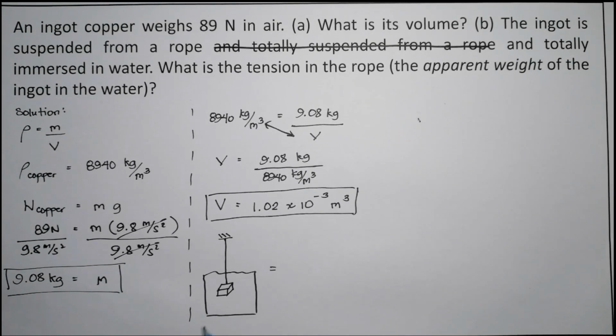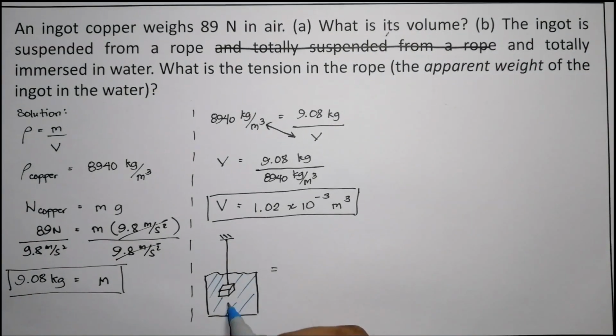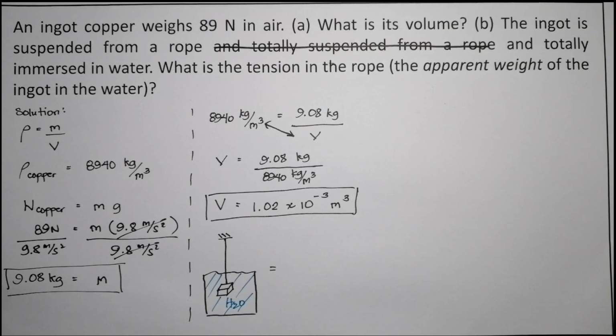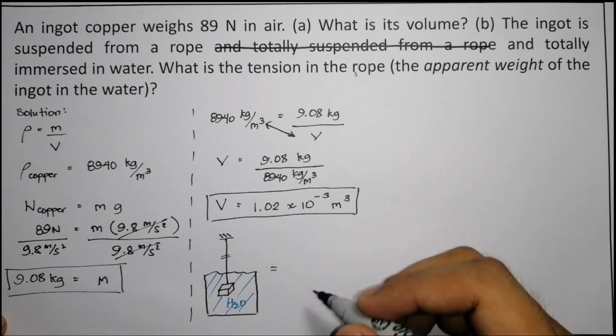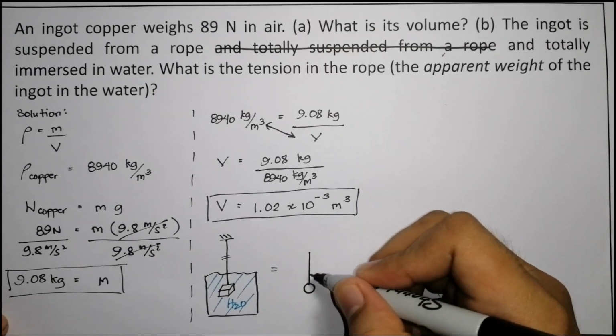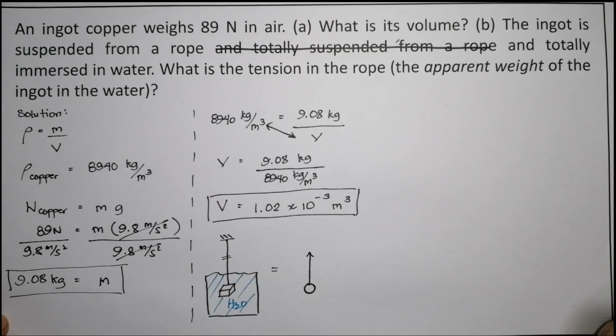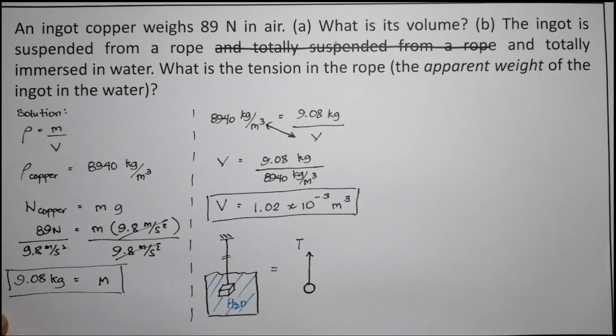So this ingot copper is actually submerged in water. Now, if this ingot copper is submerged in water, there are forces acting on it right now. First, let's break this one down. If this is our ingot copper, there is tension that is pulling it upwards, kaya hindi siya mahulog. Let's call this T, the tension in the rope.